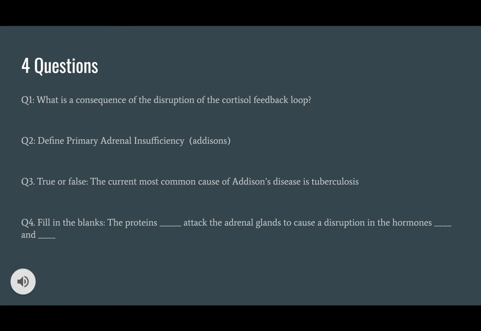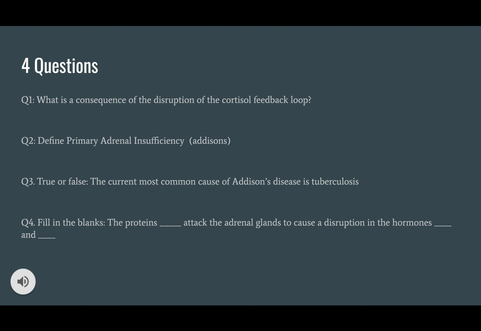Okay, question time. Question 1. What is a consequence of the disruption of the cortisol feedback loop? Okay, answer would be an overactive pituitary gland due to the lack of negative feedback from the elevated blood glucose from the cortisol, and this can elevate the POMC hormone in the blood and cause hyperpigmentation.